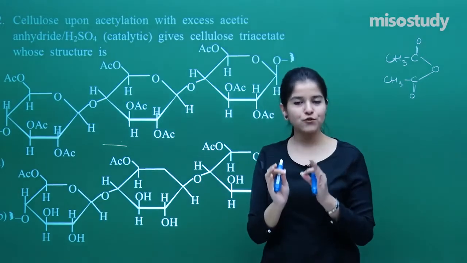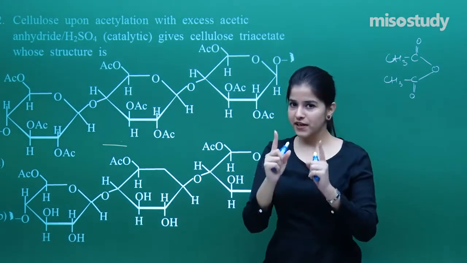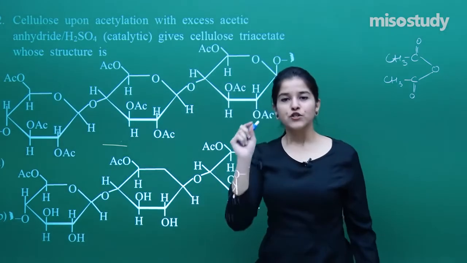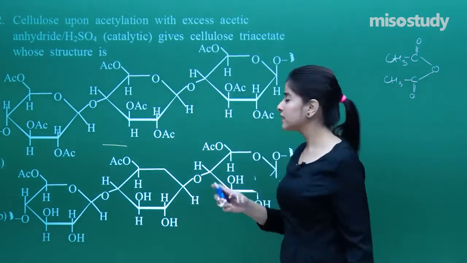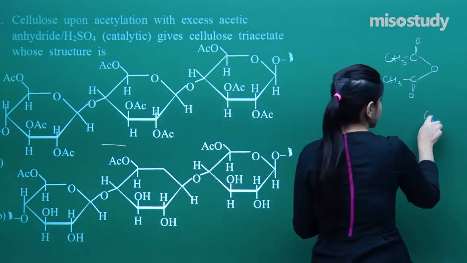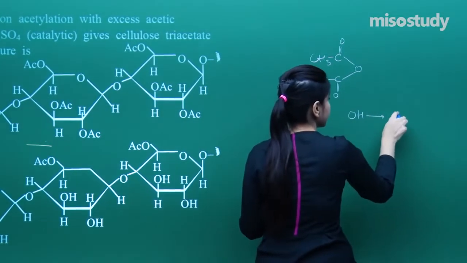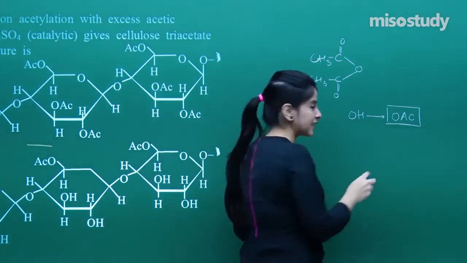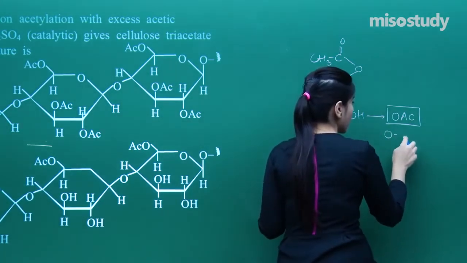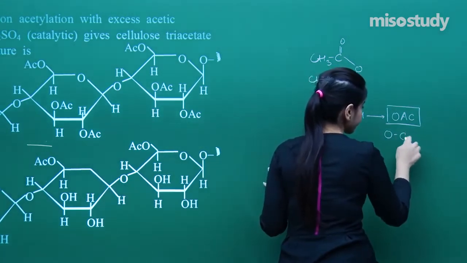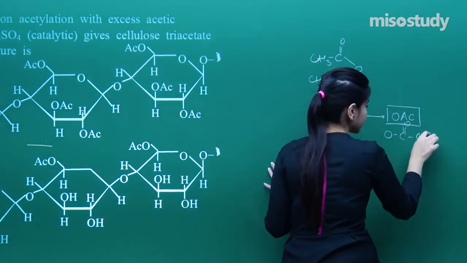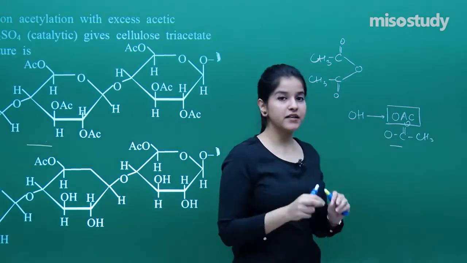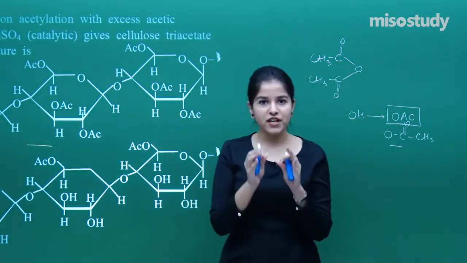So first I need to know the structure of cellulose. Then I will acetylate it. In acetylation, OH is always replaced by OAc, that is COCH3. So we need OAc in the replacement of each and every OH.